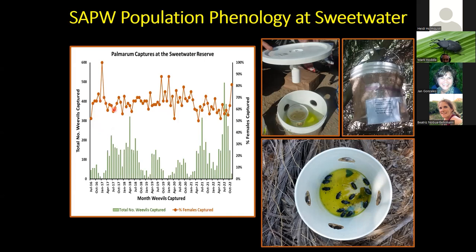This dotted line here, shown in orange, is the sex ratio, and you can see that the sex ratio is female biased. The aggregation pheromone that is commercially available is a pheromone that is produced by the males.